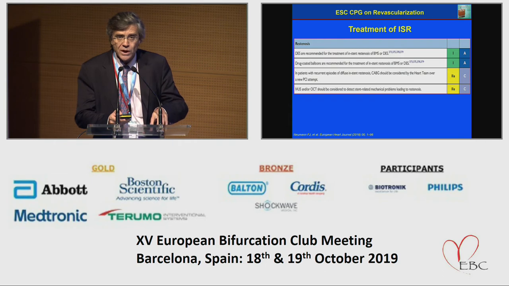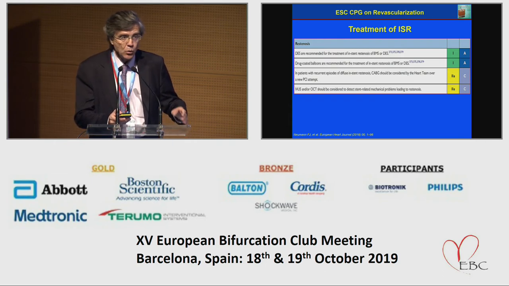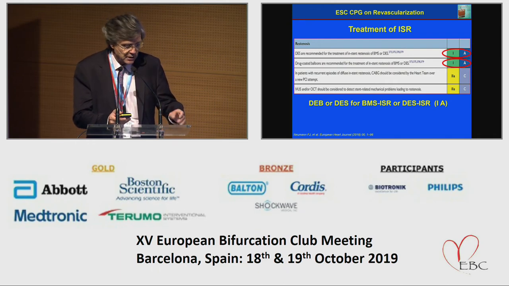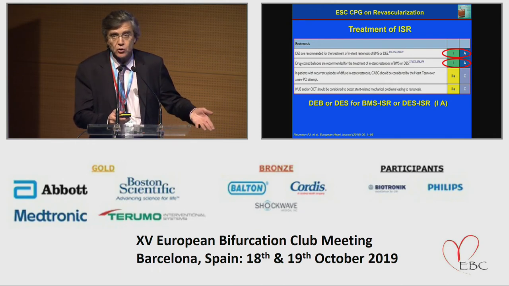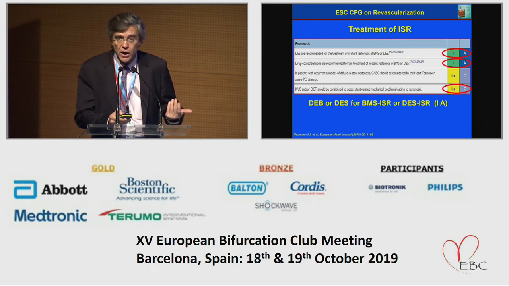So what are the recommendations from the European guidelines? You may see here in patients with in-stent restenosis, either bare metal in-stent restenosis or drug-eluting stent restenosis, the two strategies, drug-coated balloons and also second-generation, new-generation drug-eluting stents, got a 1A recommendation. And I think it's important also to emphasize that the guidelines suggest the value of intracoronary imaging to optimize the results of these patients.